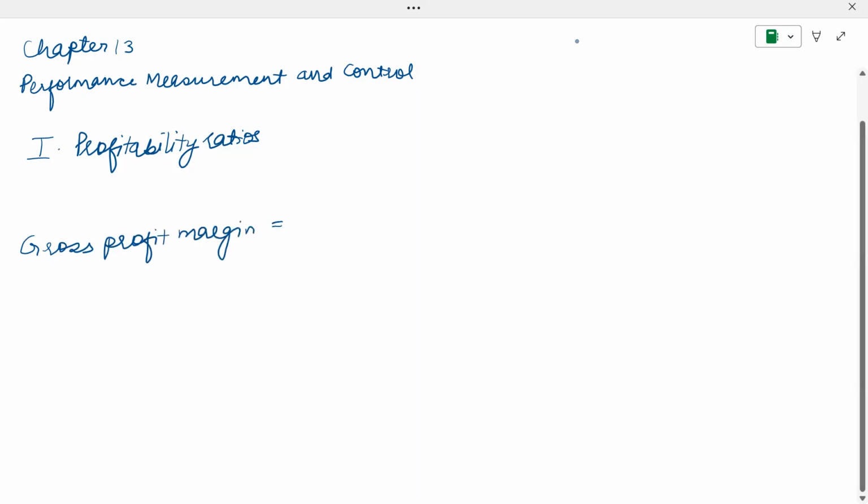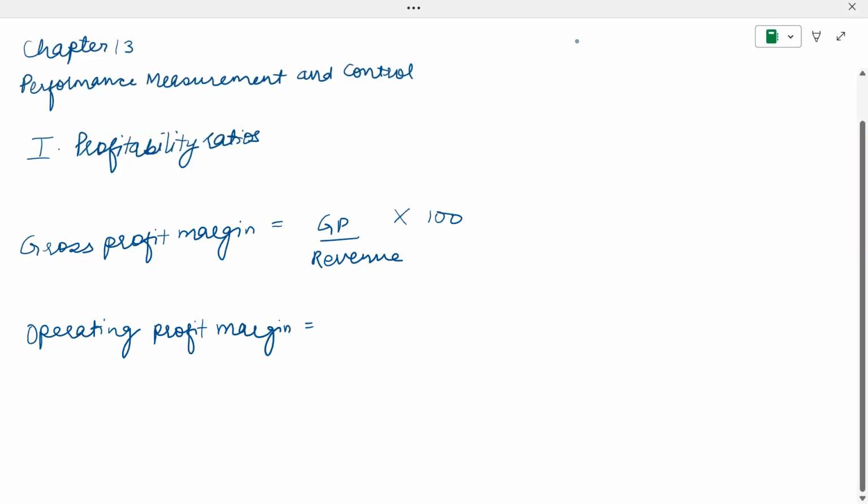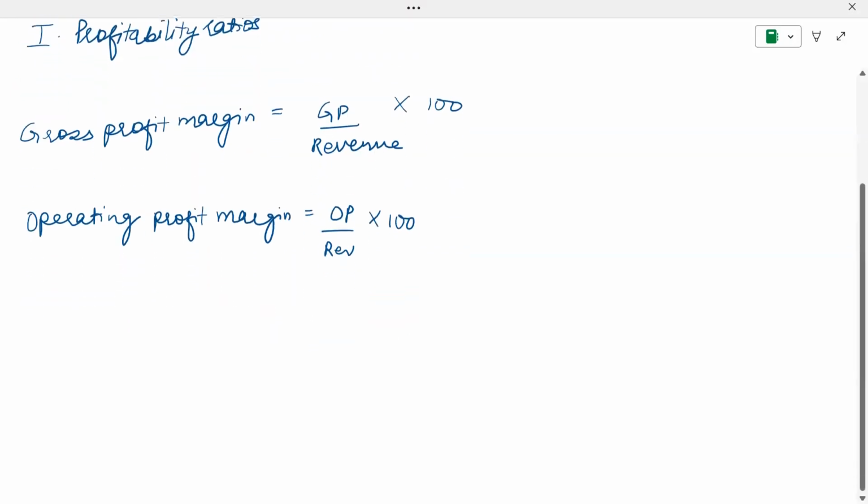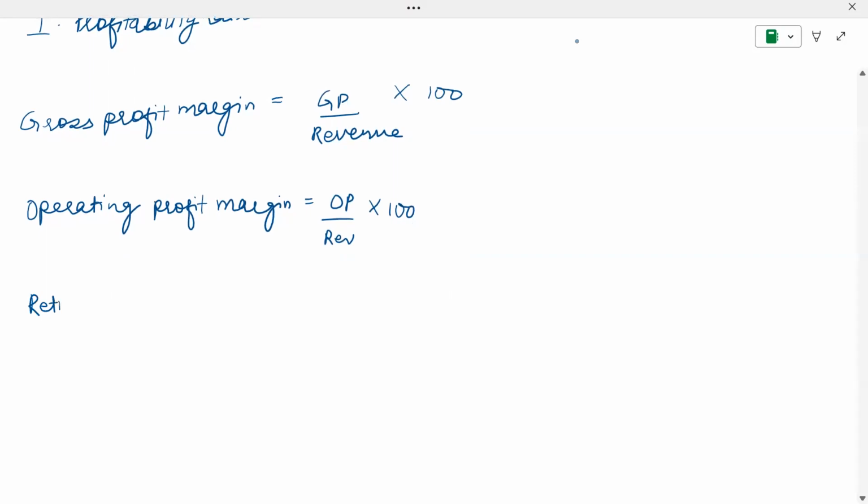that will be equal to gross profit upon revenue multiplied by 100. So it shows you what percentage your gross profit is compared to your revenue. Then another profitability ratio is your operating profit margin. And this can be calculated using operating profit divided by revenue multiplied by 100. Then you can also calculate a return on the capital employed, and this also falls under profitability ratios.